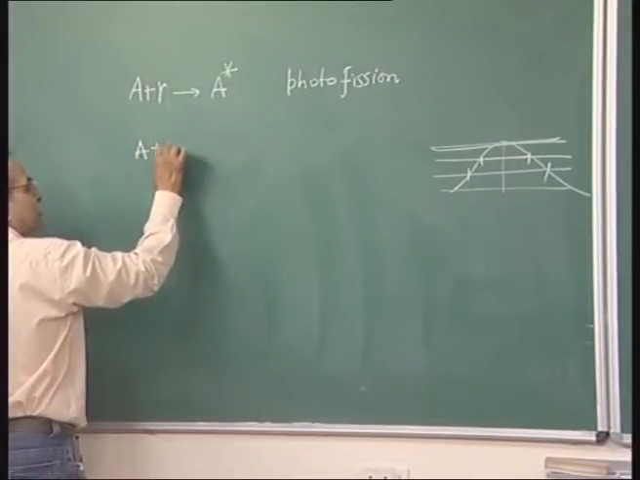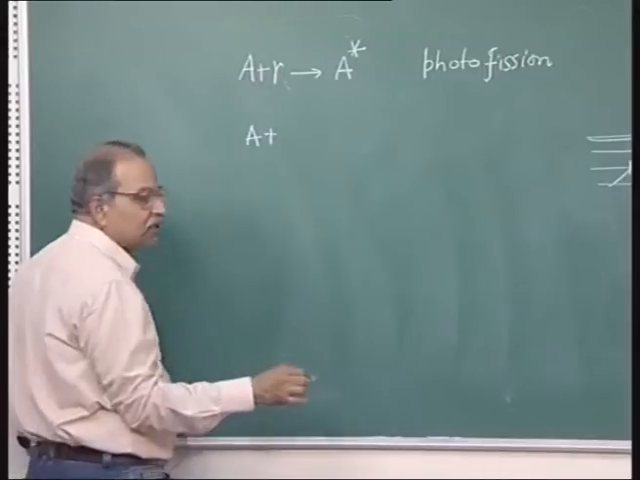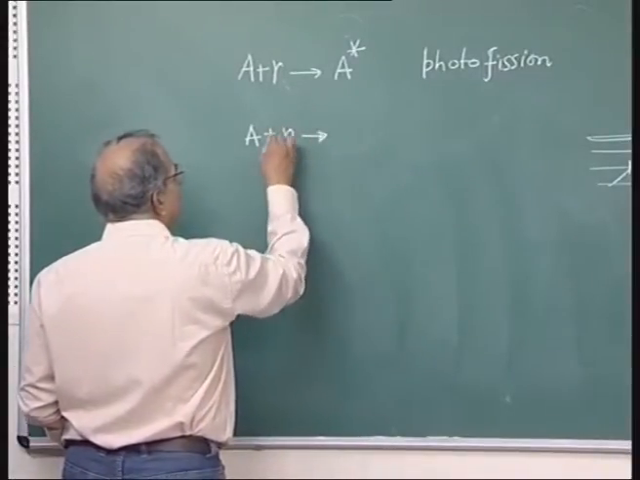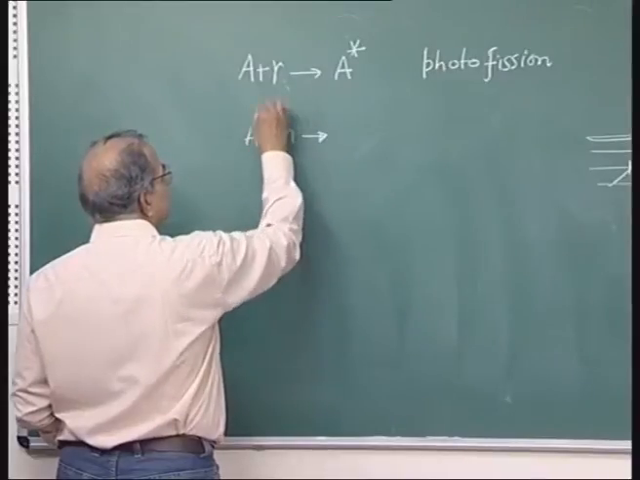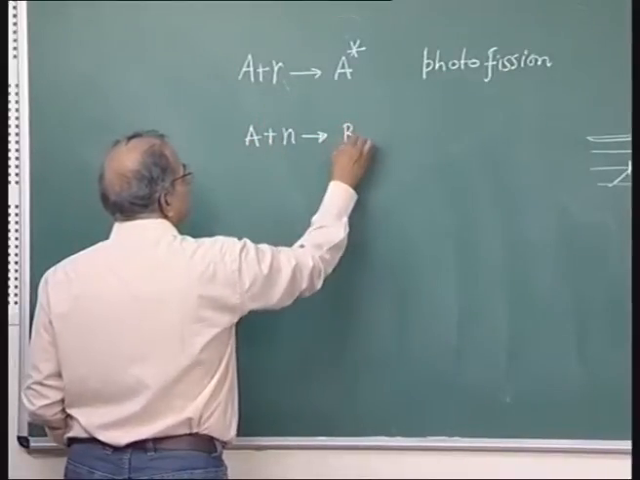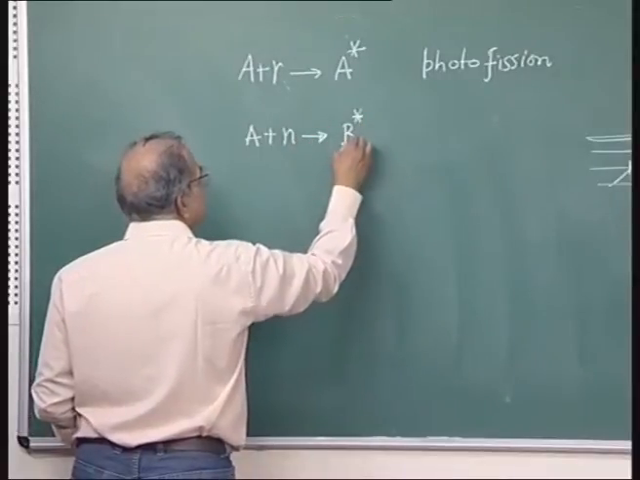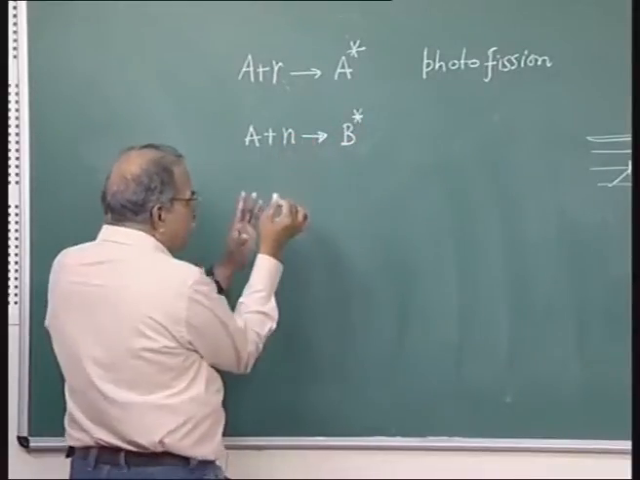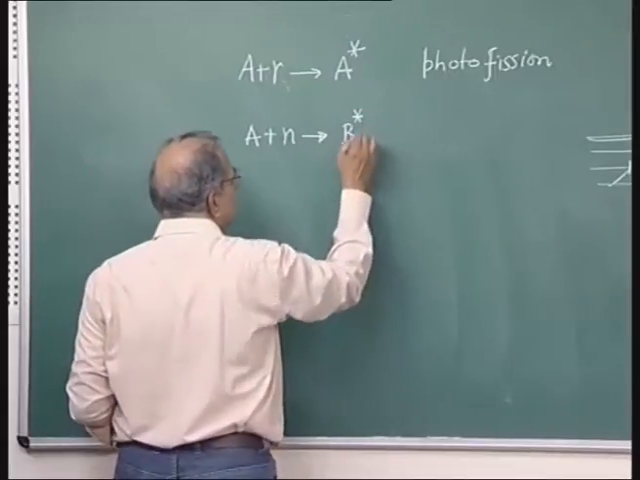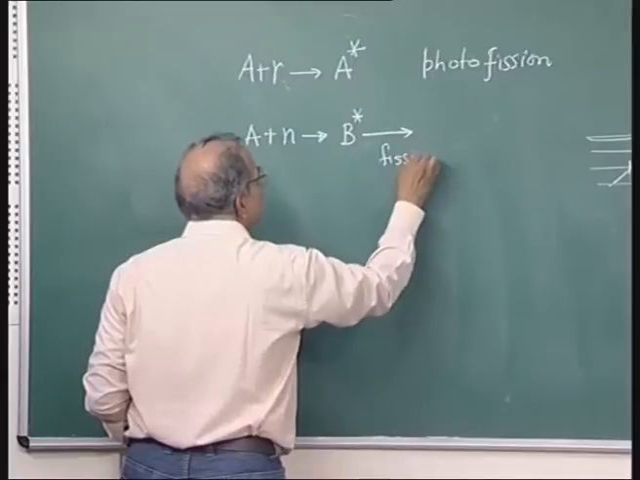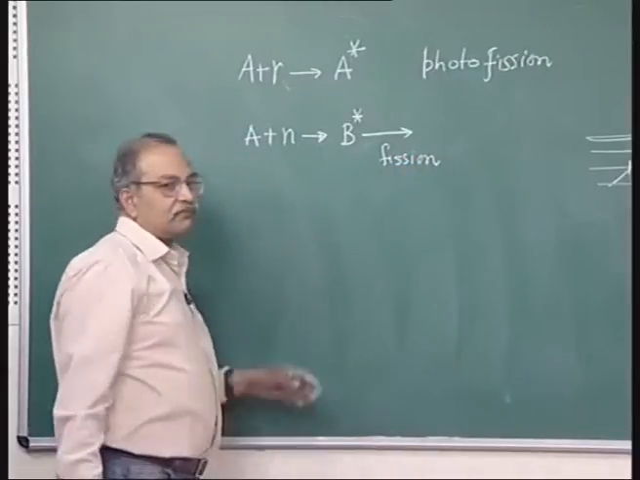The most important one which we will talk about in detail is the neutron. So, now the nucleus is different, call it B, and that is in an excited state. This is captured, this is absorbed, so that becomes B star, and this fissions. So, compound nucleus type reaction.